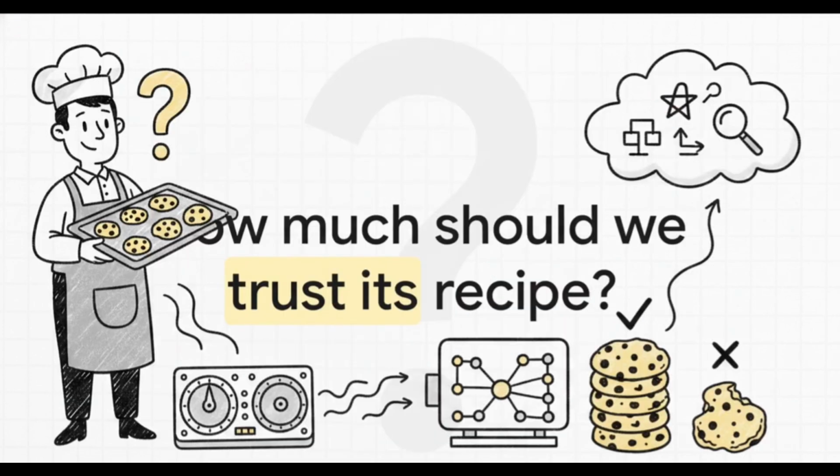So I'm going to leave you with this final, somewhat provocative thought. If the AI is essentially just a baker blindly following dial settings without any true understanding of what a cookie actually is, how much authority should we really grant to its final recipe?